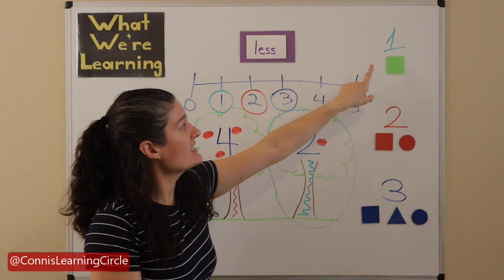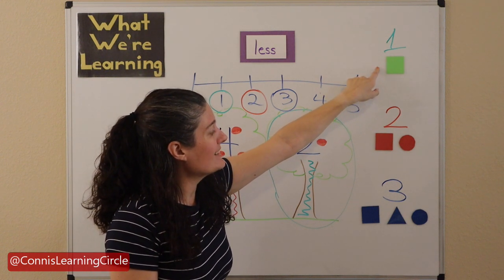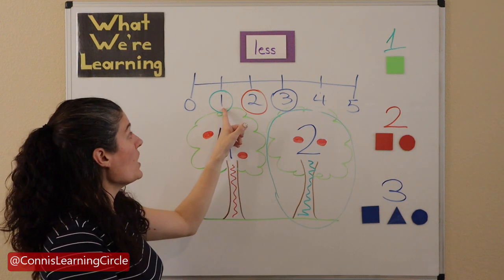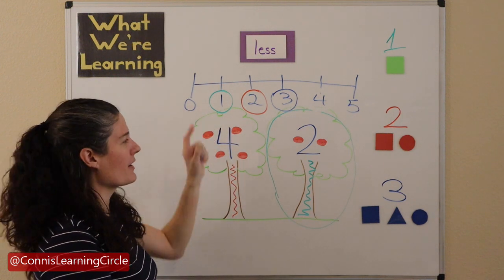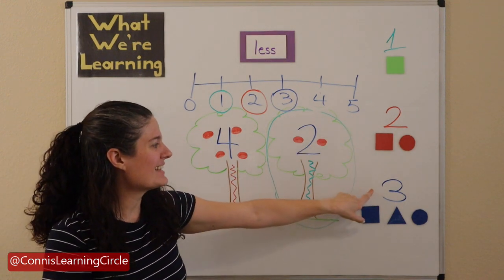And you helped us find our group of green shapes were less than all of the other shapes because there was only 1, and 1 is right there beside 0. It's less than our 2 and less than our 3.